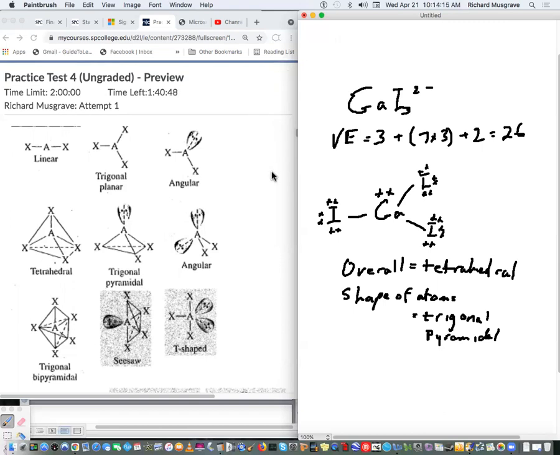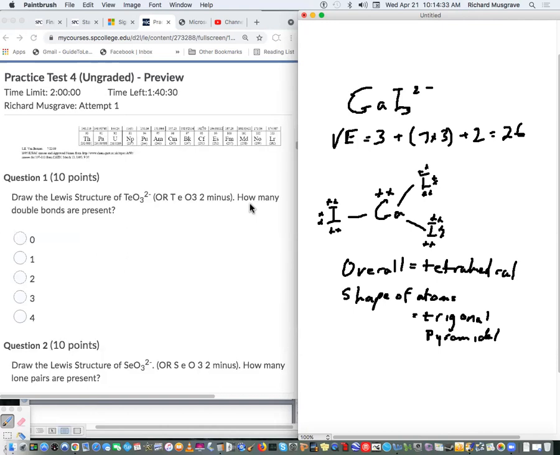Okay. Does anybody have any other requests or problems that you want me to look at specifically on the test? Can you go over number 15? 15, let's have a look at 15.